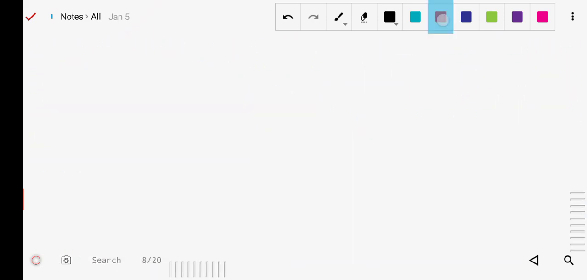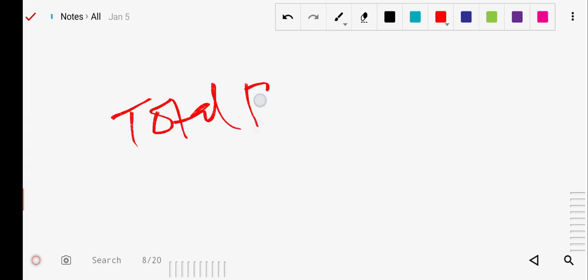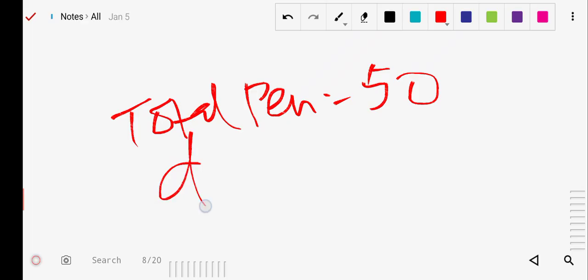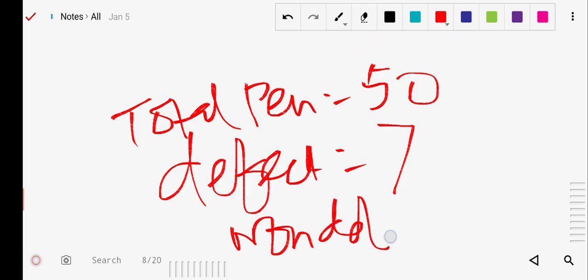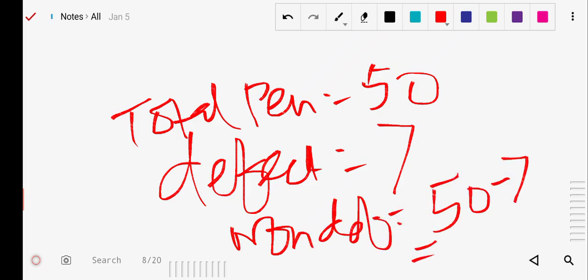First of all we'll write the total number of pens. Total pens is how much? It is your 50. Defective pens is your 7. So non-defective pens is how much? Non-defective is your 50 minus 7, which is your 43. Okay, now we'll solve the question.